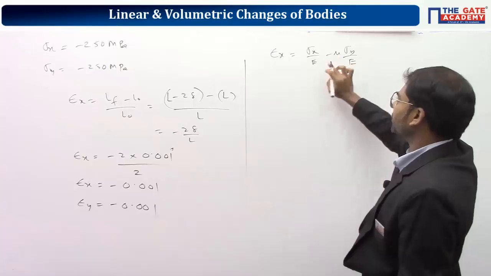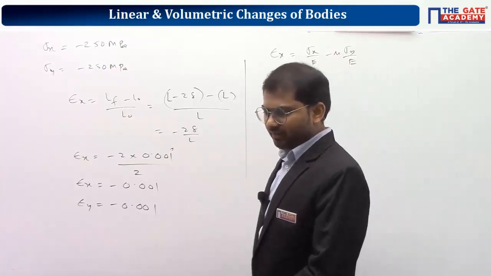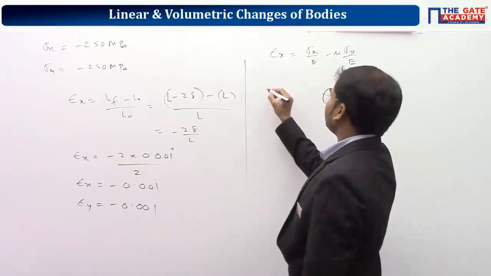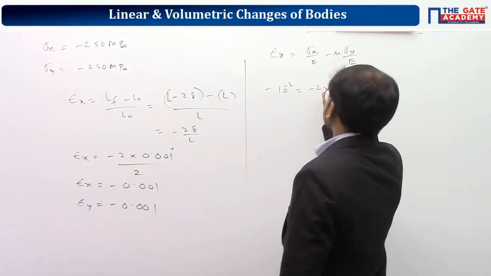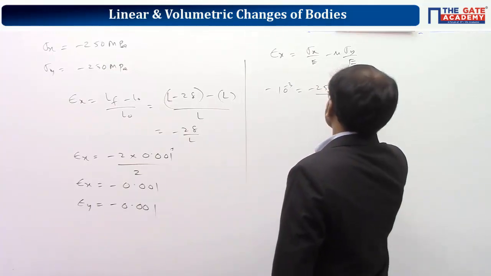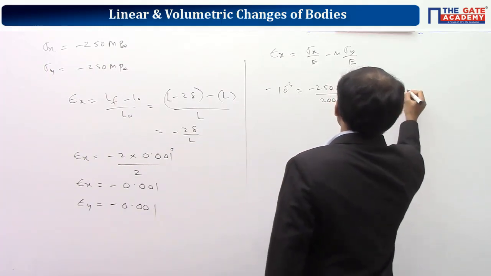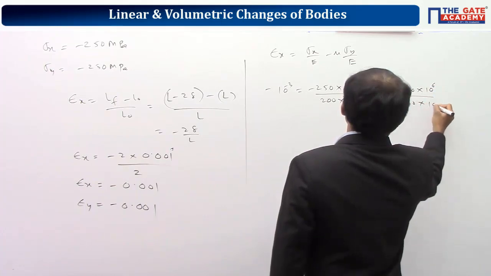Okay, so if I substitute in this one, I can get the value of mu because I know everything. In this question, they have given Young's modulus as 200 gigapascal. So epsilon x is equal to minus 10 power of minus 3 is equal to sigma x, minus 250 into 10 power of 6 by 200 into 10 power of 9, minus mu into minus 250 into 10 power of 6 whole by 200 into 10 power of 9.